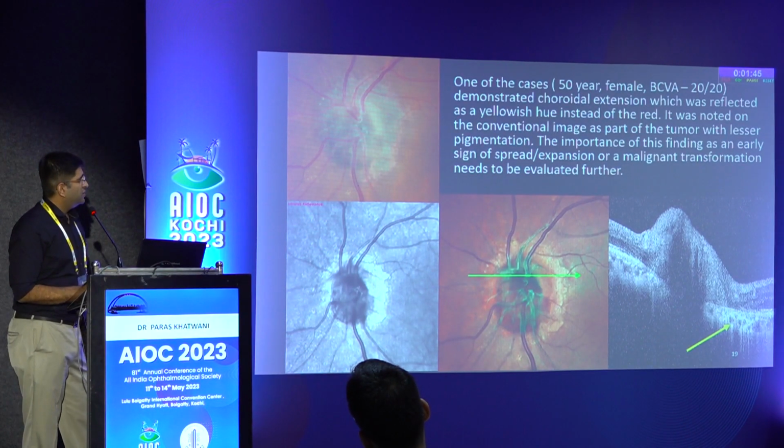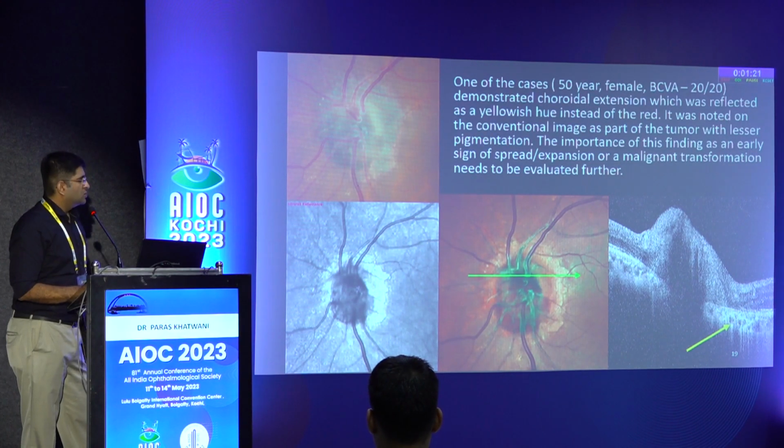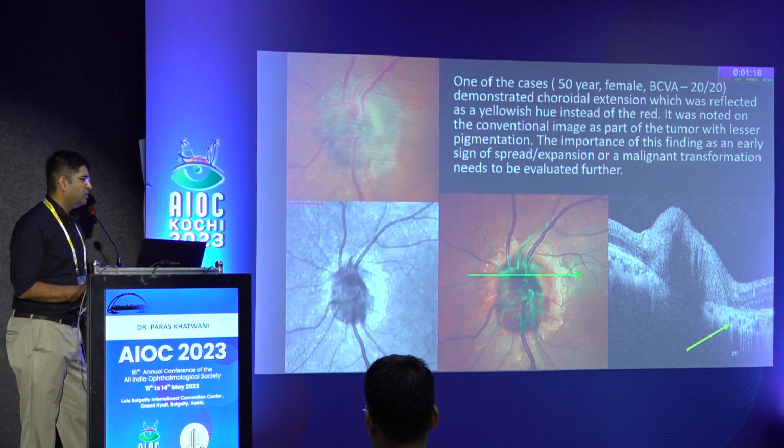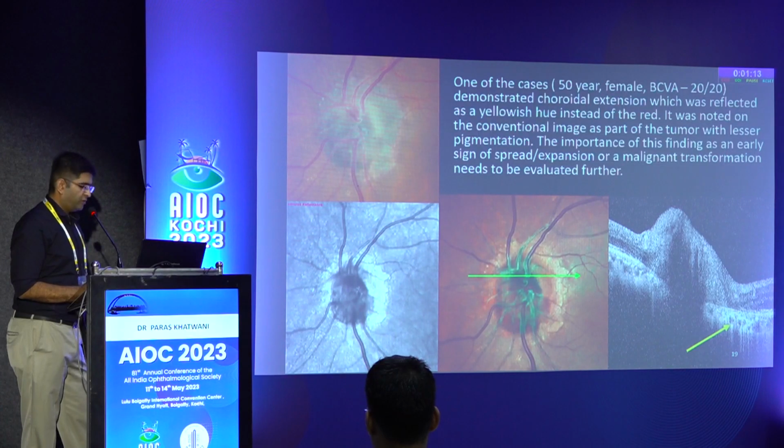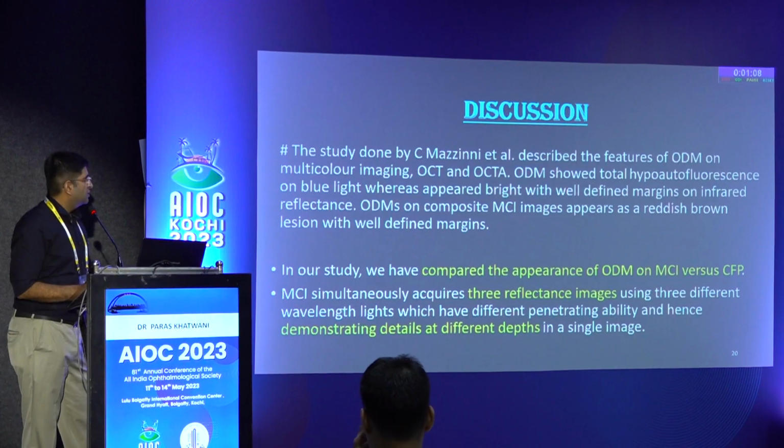One of the cases, a 50-year-old female patient, best corrected visual acuity was good, 20 by 20, demonstrated a mild to moderately pigmented optic disc melanocytoma. We were not sure whether this is a retinal involvement or a choroidal involvement, but the infrared reflectance image as well as the MCI showed a yellowish hue in the peripapillary area. Upon doing the OCT, it confirmed that the tumor had more of a choroidal involvement than the overlying retinal involvement. So the importance of this as an early sign of spread or a malignant transformation needs to be evaluated further, and the patient needs to be followed up more frequently than a patient with clear margins.